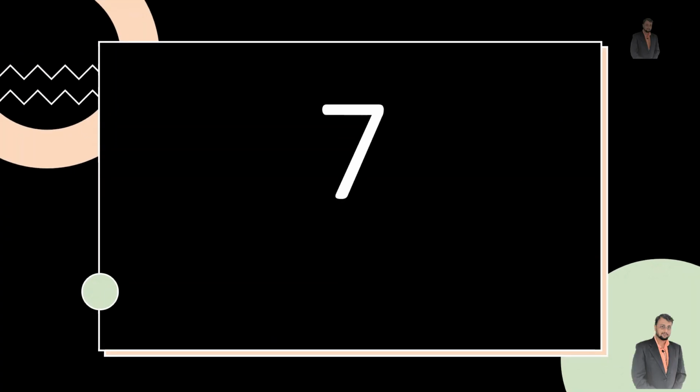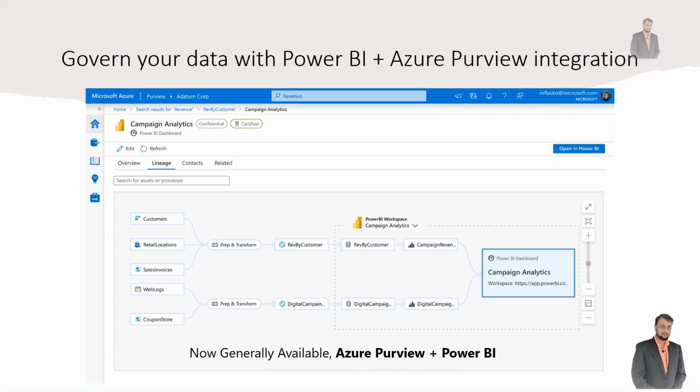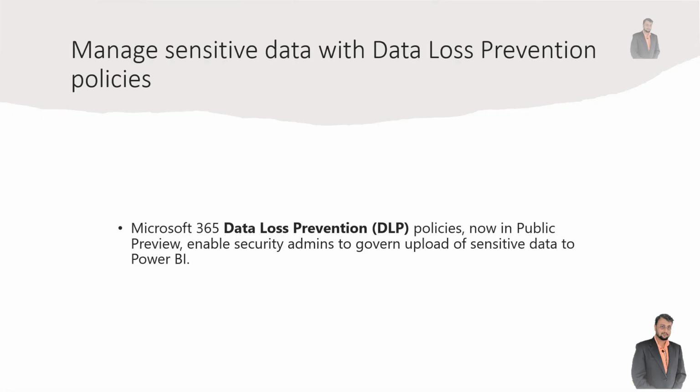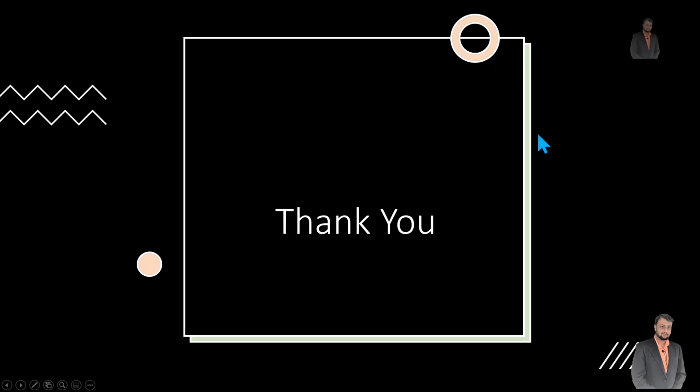The seventh important announcement at Ignite is around governing your data with Power BI and Azure Purview. Power BI and Azure Purview integration is now generally available. The eighth important announcement is around managing sensitive data with data loss prevention policies. Microsoft 365 DLP policy is now in public preview, enabling the security admin to govern the upload of sensitive data to Power BI. So these are the top 8 announcements at Ignite for Power BI.